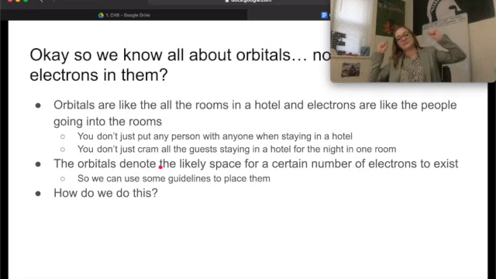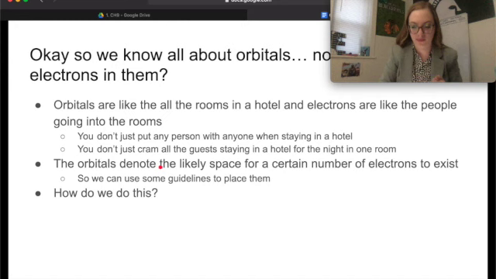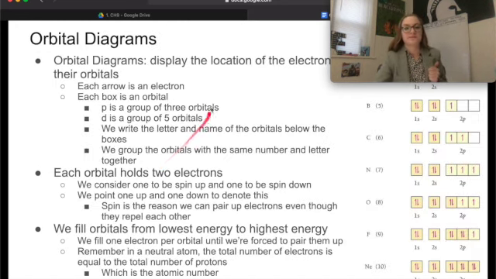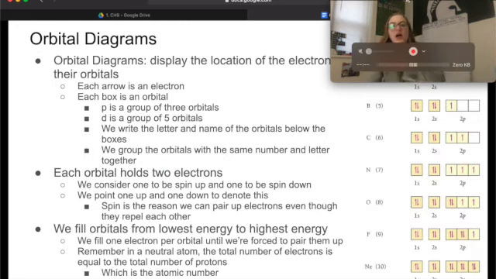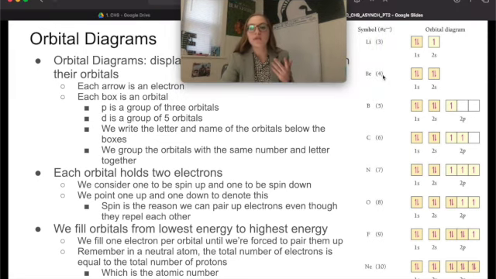So let's do it. Let's put our electrons in their rooms, tuck them into bed, and say goodnight. Orbitals are like the likely space for a certain number of electrons to exist, so we're going to use some guidelines to place our electrons. How do we do this? We call a visual display of the location of the electrons in their orbitals an orbital diagram. These boxes pictured on your screen are what we call orbital diagrams.